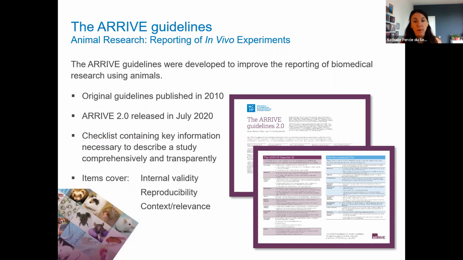And these guidelines apply to all in vivo research, whether using a mammalian species or an invertebrate. It doesn't matter if the species used doesn't require ethical approval. The guidelines are about rigorous science, so that applies to any experiment.